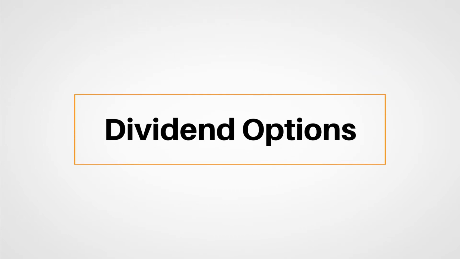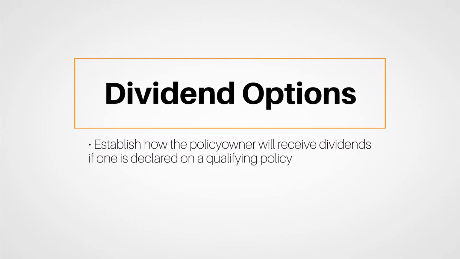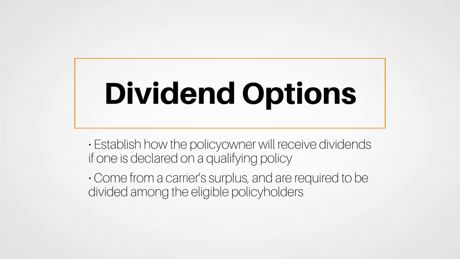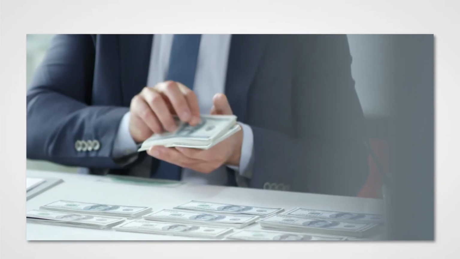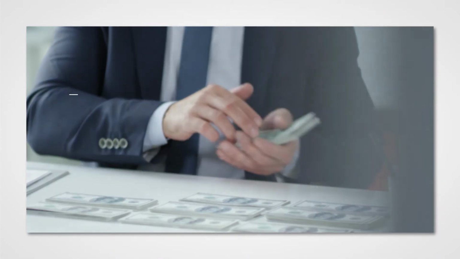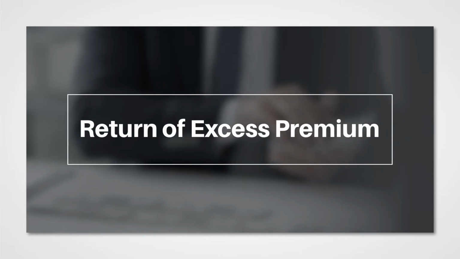Dividend options establish how the policy owner will receive and use dividends if one is declared on a qualifying policy. Dividends come from a carrier's excess surplus and are required to be divided among the eligible policyholders. If taken in cash, the IRS considers them a return of excess premium. Therefore, they aren't taxable. But there are other ways that a policy owner can use a dividend, so make sure to go through the options multiple times.